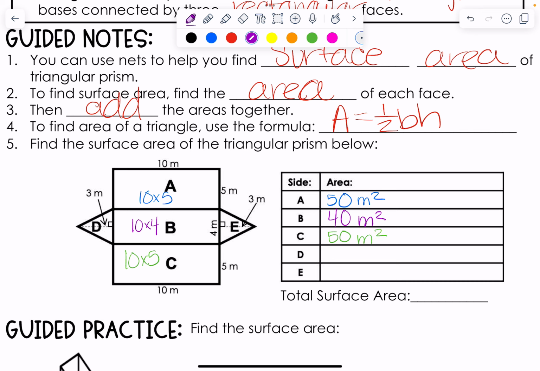And then D, we have a 4 by 3. 4 and 3 are my base and my height. But again, I need to do that 1/2 base times height. So 1/2 times 4 times 3 is going to equal 6 meters squared. E is also a congruent triangle over here, so same thing, 1/2 times 4 times 3 is going to be 6 meters squared. And now when I add them all up together, I'm going to end up with 152 meters squared.